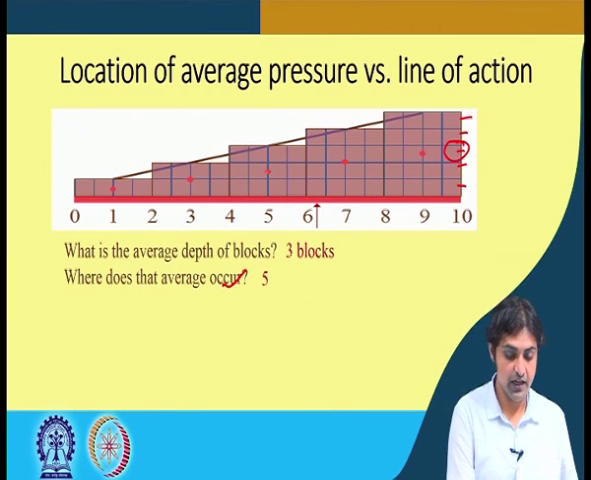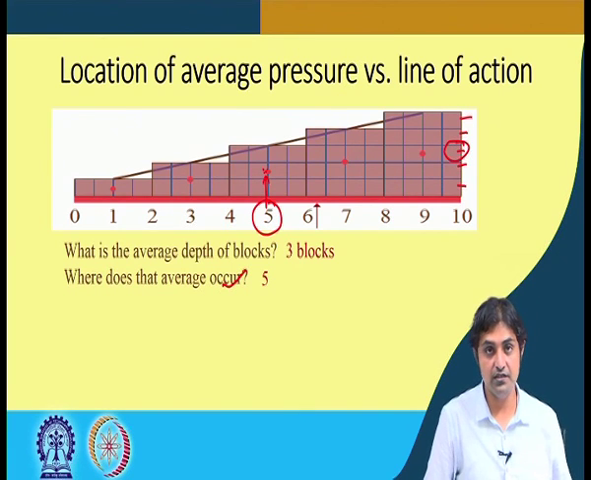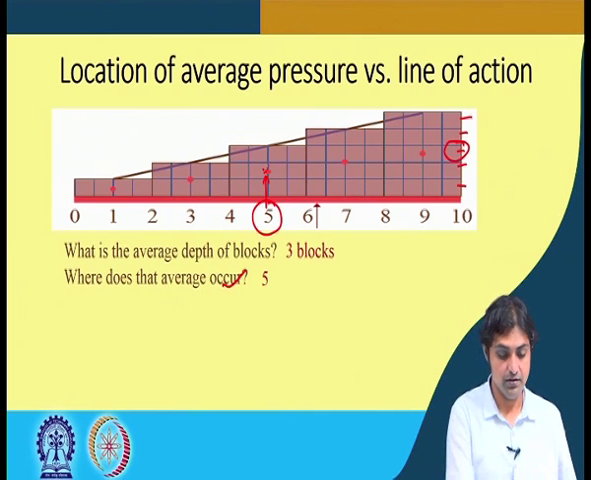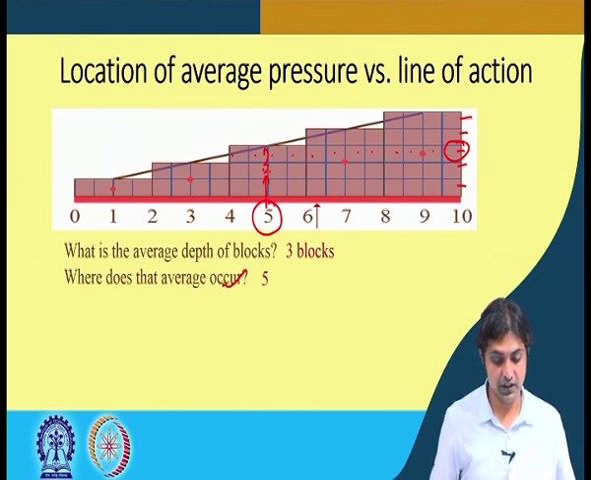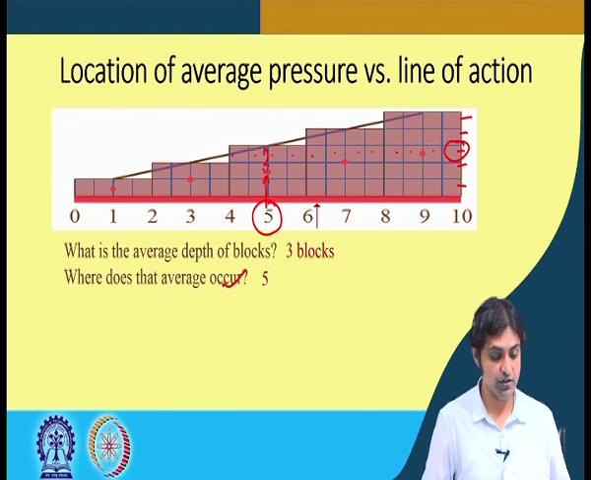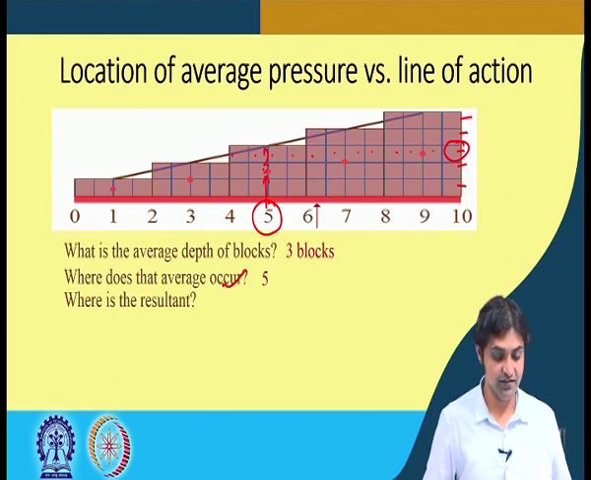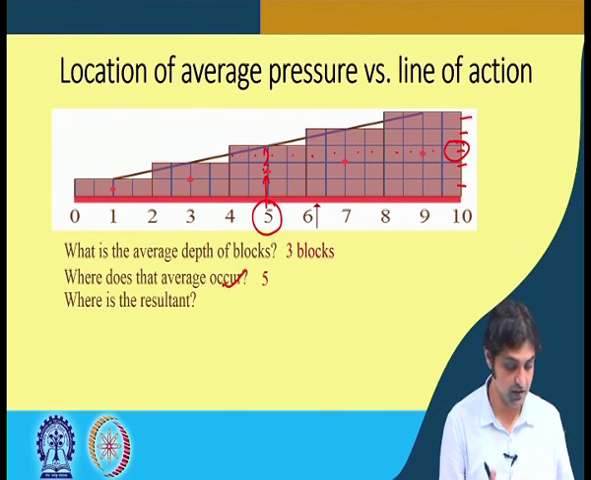So, it is happening at 5. Are you able to get this? Right? See, this is correct. The most number of blocks, block number 3, is at 5: 1 2 3 4 5 6 7 8 9 10. So if you take the depth, now the most important question, where is the resultant actually, how are you able to find this resultant? We will use a moment balance here.